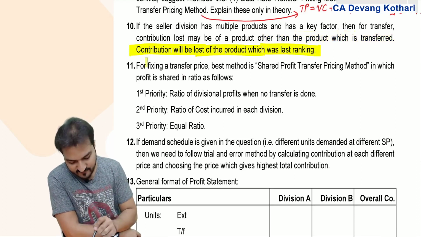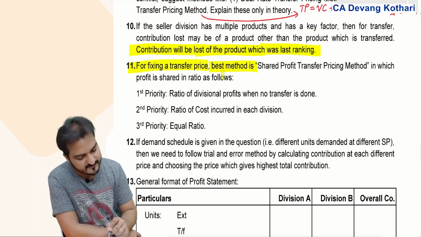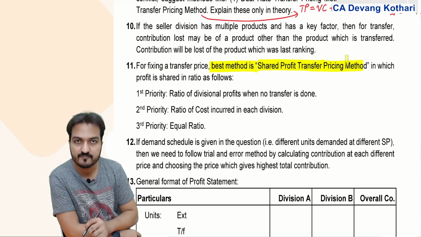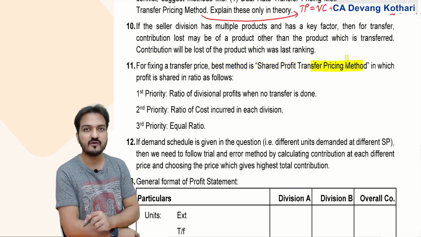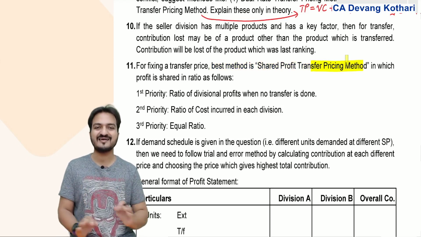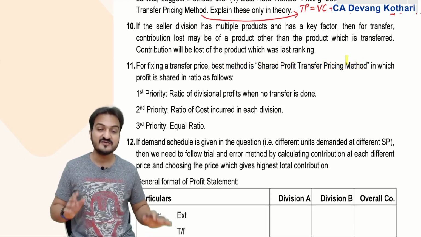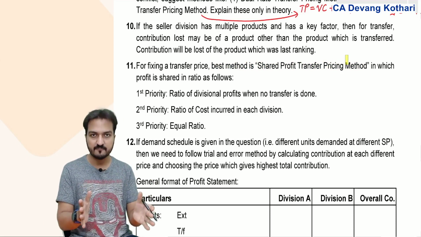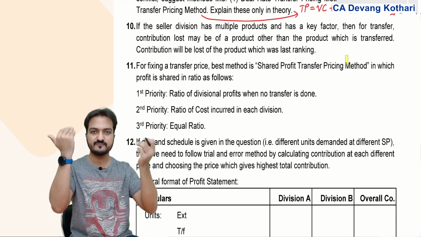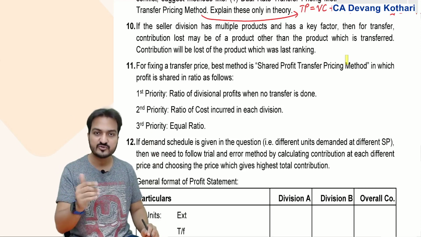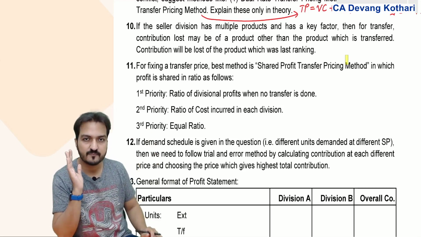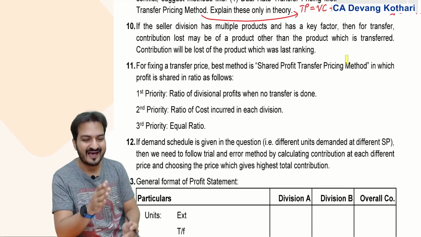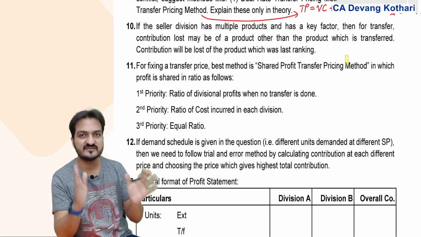Okay? For fixing the transfer price, the best method is the shared profit transfer pricing method. Shared profit. This is the method where you calculate the maximum overall profit. This maximum overall profit is divided between division A and division B, and then you go in reverse to calculate the transfer price, which will give exactly this profit. So you identify the maximum overall profit of the company and divide that between both divisions in some ratio.